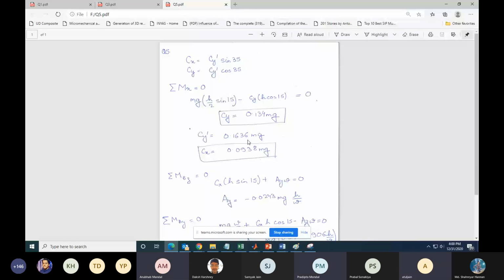Sir, if we write the moment equation about the AB axis, then we will get only mg and Cy moments about that axis. That's what I have done. Summation of Mx, meaning about the x axis, is equal to 0. AB is passing through the x axis. So the moment of mg will be mg h by 2 sine 15, since it is passing through the centroid, and Cy h cos 15. Yes, that's what I've written. Okay, I forgot h by 2, that's why.